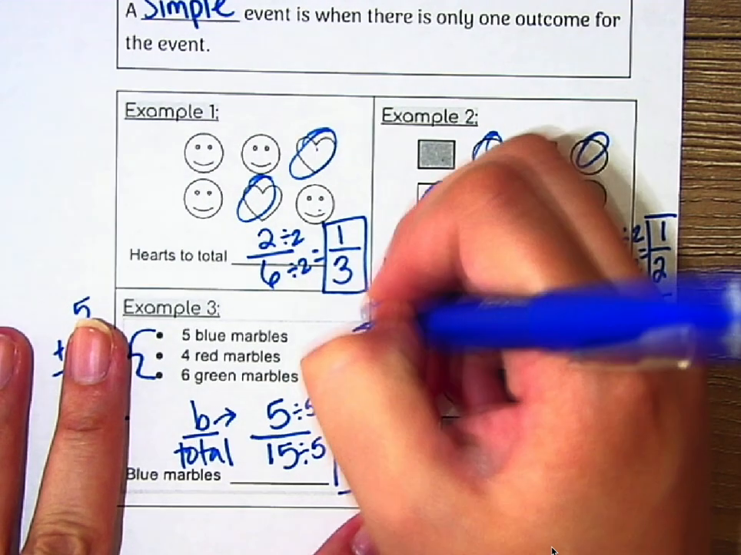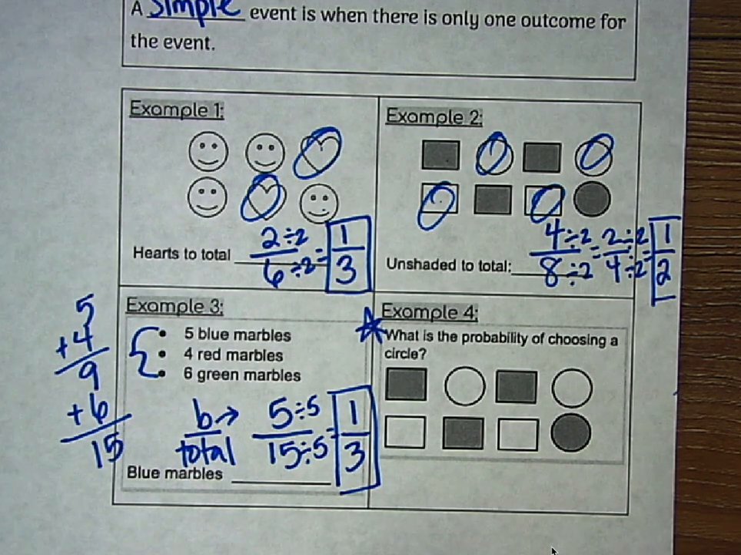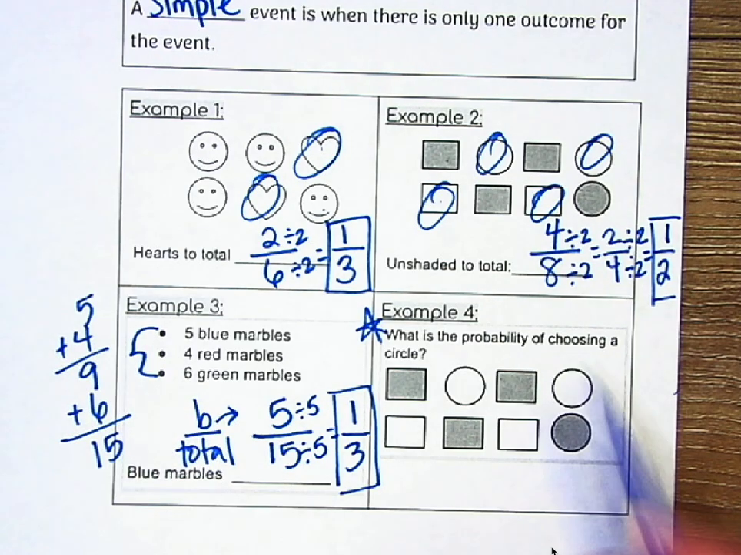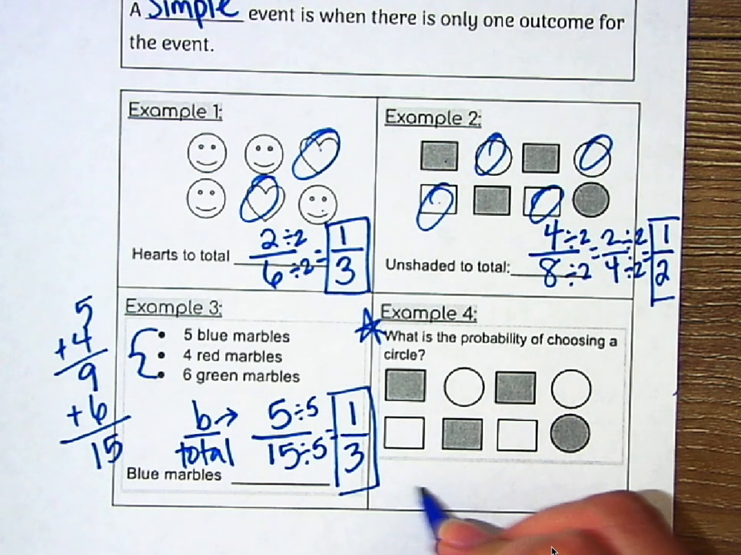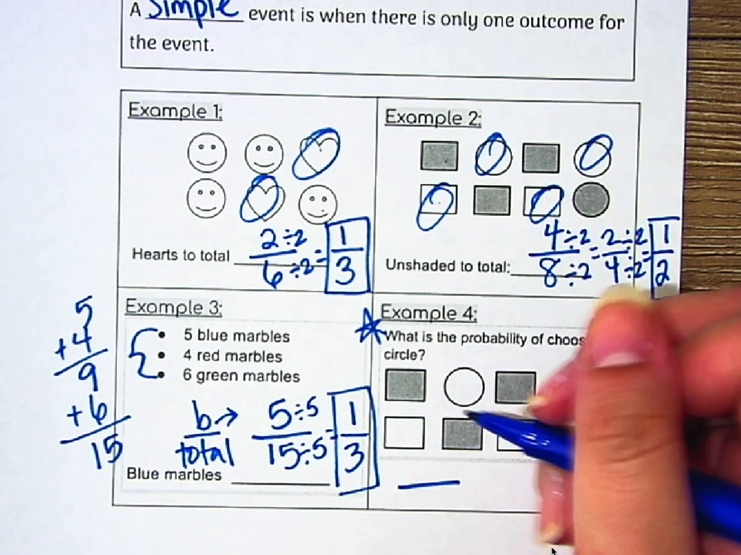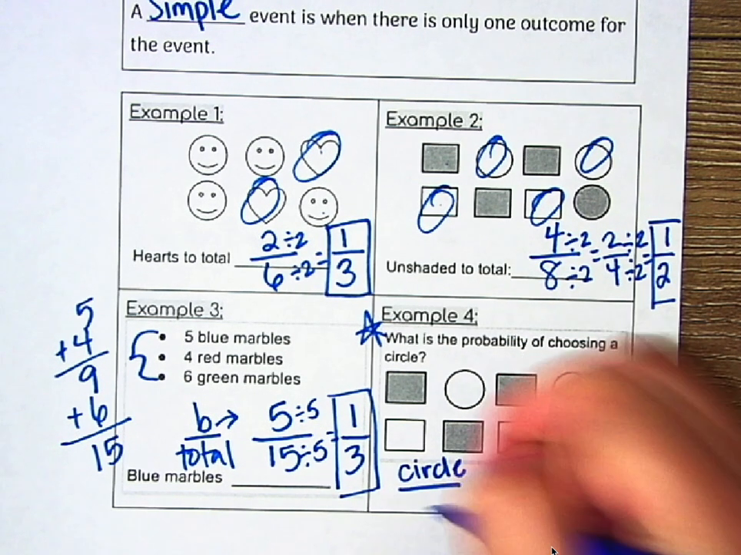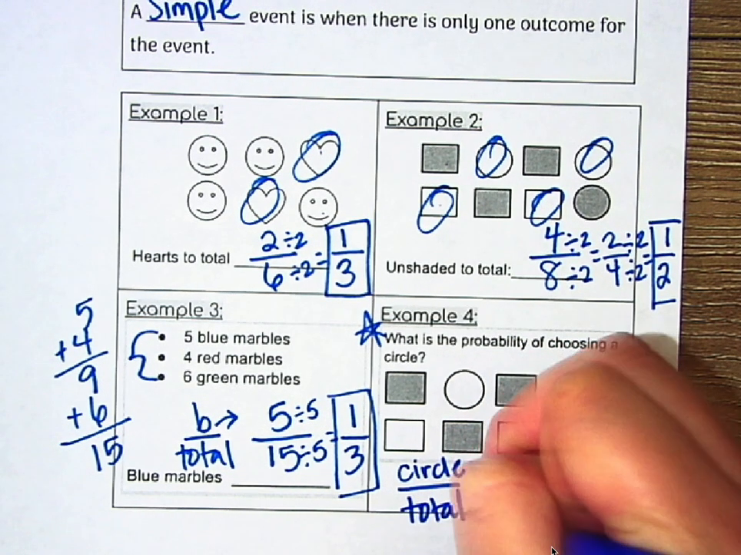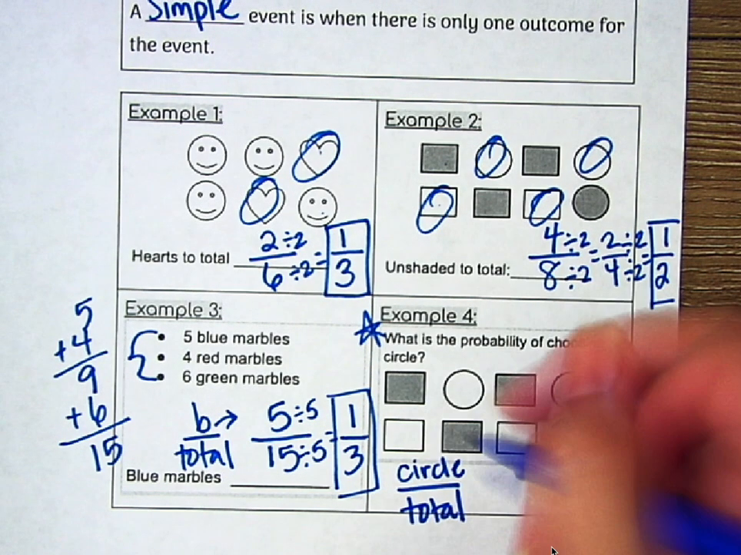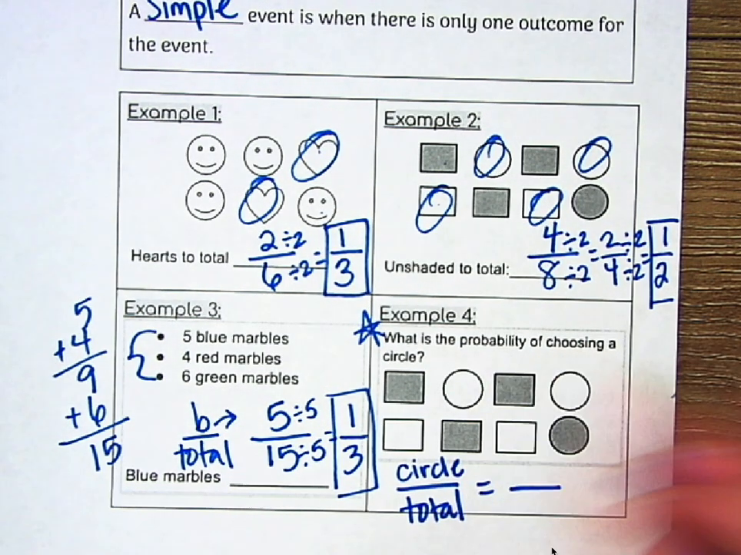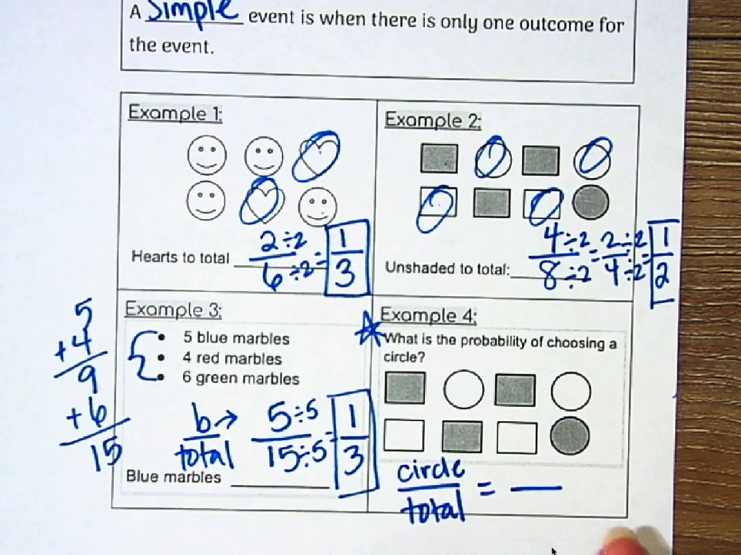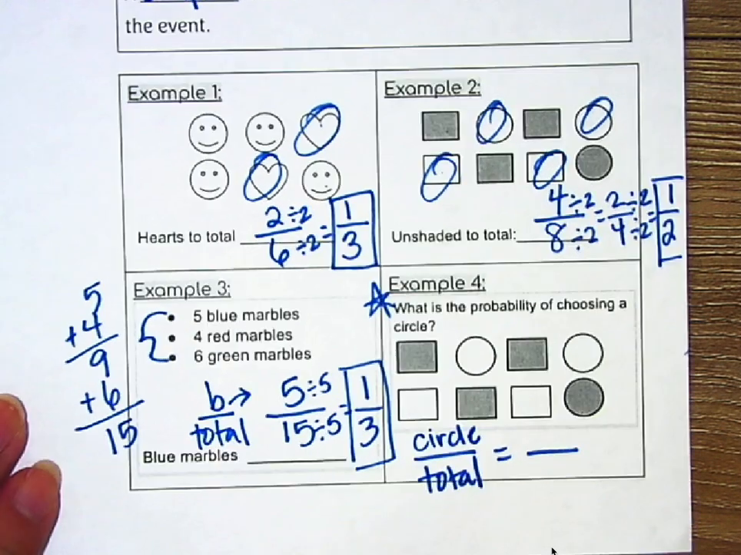You are going to do number 4. It says, what is the probability of choosing a circle? So when you make your fraction, you're going to see how many circles, that number is going to go on top over your total, okay? So you're going to write your fraction right here. Make sure you see if you can simplify it. You can make it smaller. Go ahead and turn it over on the back.